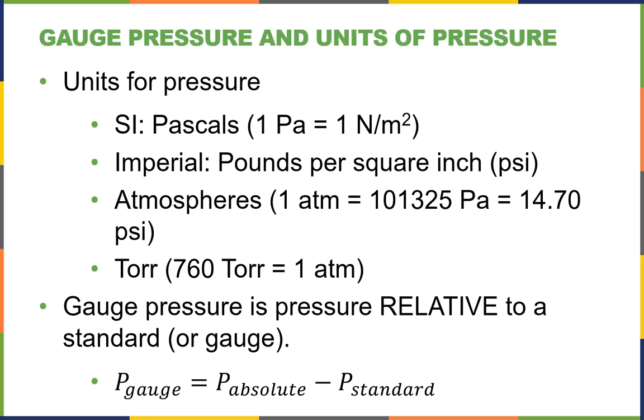An atmosphere. Now, let's be clear. Atmospheric pressure does change. Sometimes it's higher, sometimes it's lower. But the standard, which is an average for if you're at sea level, is 1 atmosphere is 1.01325 times 10 to the 5th pascals, or 14.70 pounds per square inch. So that's another unit that we can use. So we're going to have to, at times, convert from one unit to another. And then the last one I have here is torr.